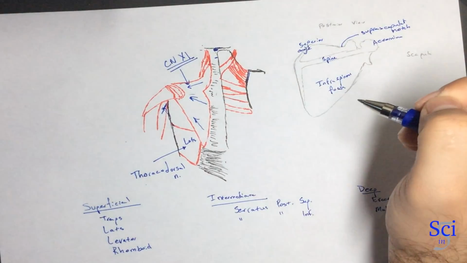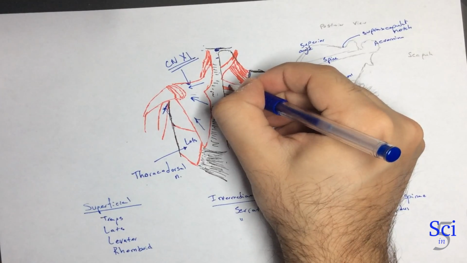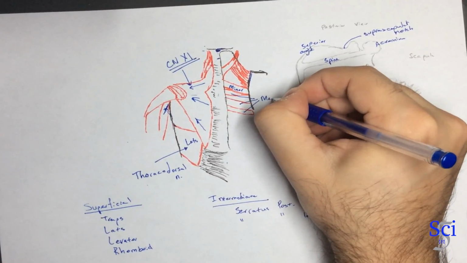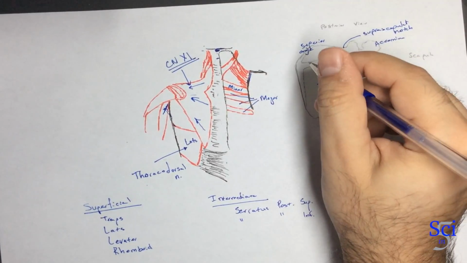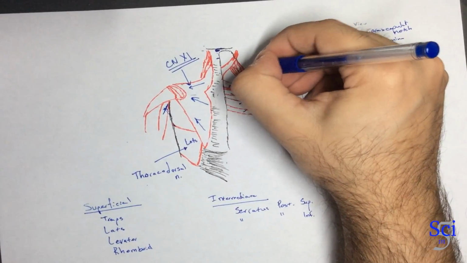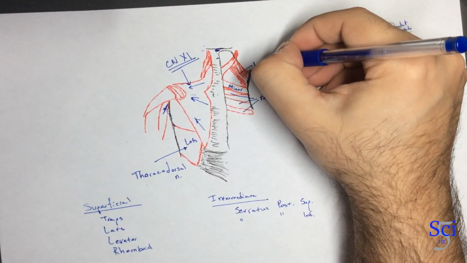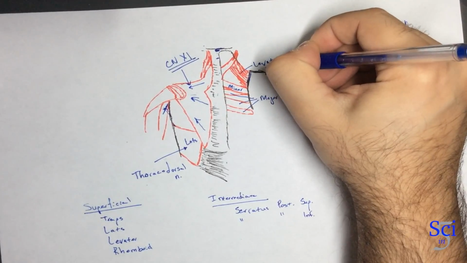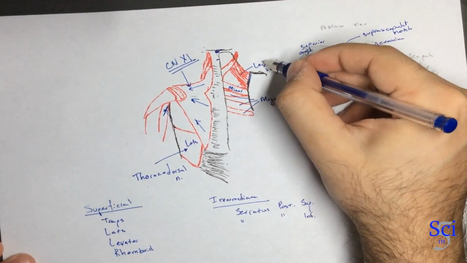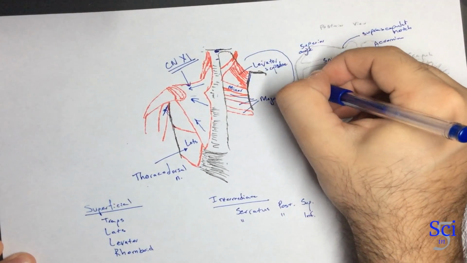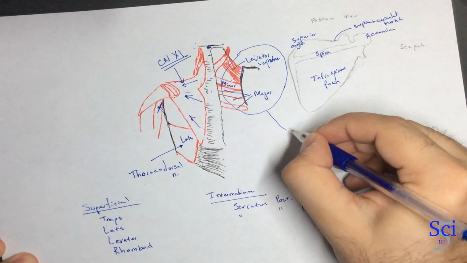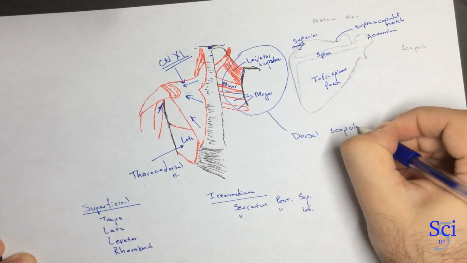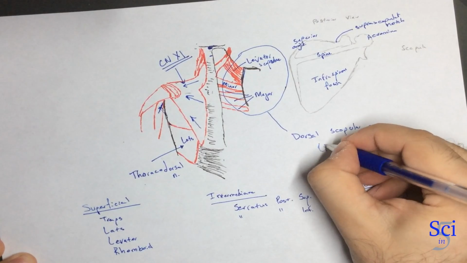Now we have our rhomboid minor and major. So the minor is here, and these three guys right here are the majors. And you're probably wondering why I didn't talk about its innervation. The reason is the rhomboids and the levator scapulae are all innervated by the dorsal scapular nerve, or the DSN.